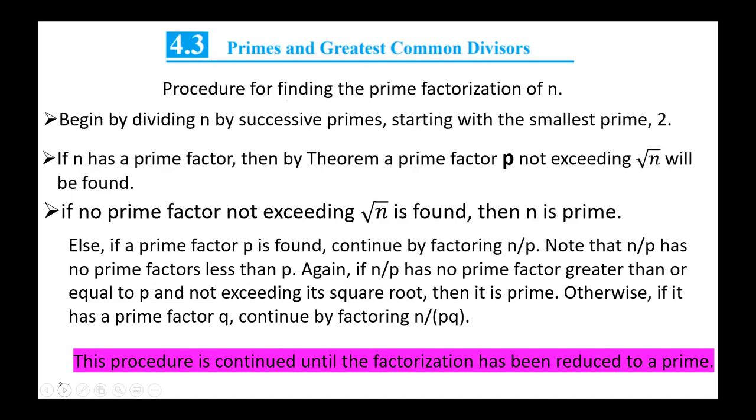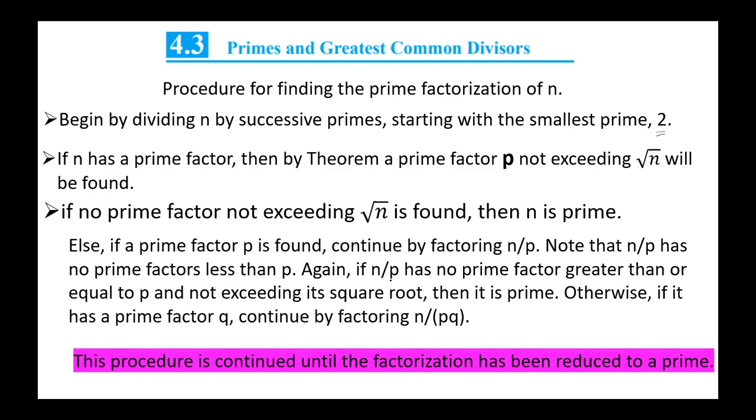Next, the procedure for finding the prime factorization of n. We start by dividing n by successive primes, starting with the smallest prime 2. If n has a prime factor, then by the theorem, a prime factor p not exceeding the square root of n will be found. If no prime factor not exceeding the square root of n is found, then n is prime. If a prime factor p is found, we continue by factoring n over p. Note that n over p has no prime factors less than p.